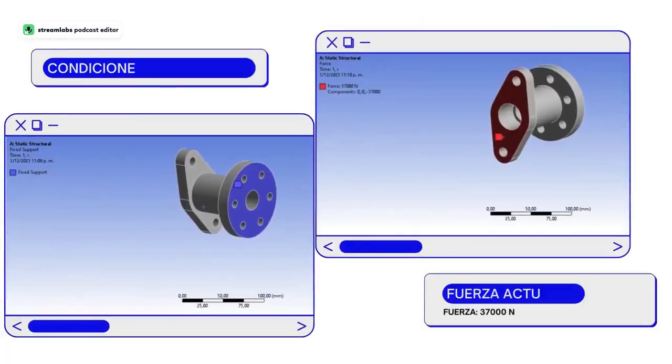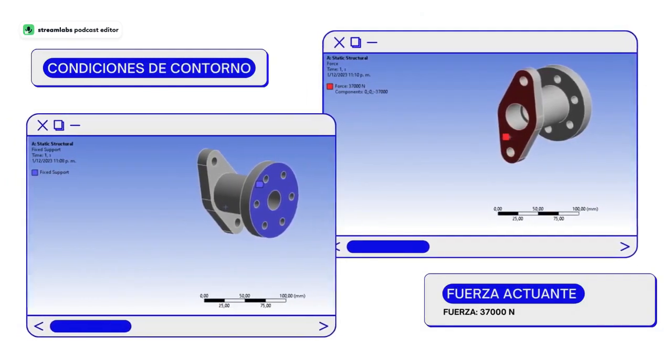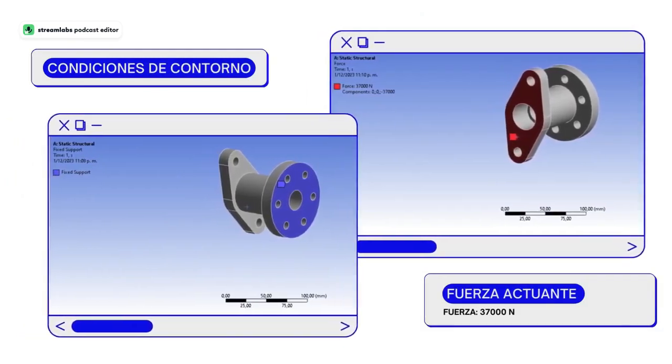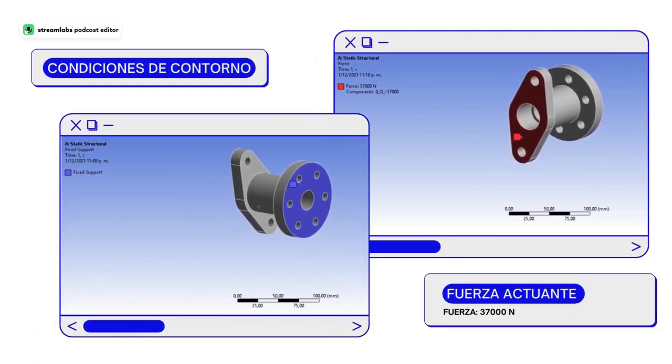This piece has an embedment in its lower part and in its upper part it has an acting force of 37 kilonewtons, which was found thanks to artificial intelligence, since this is the approximate load to which the pipe supports are subjected.